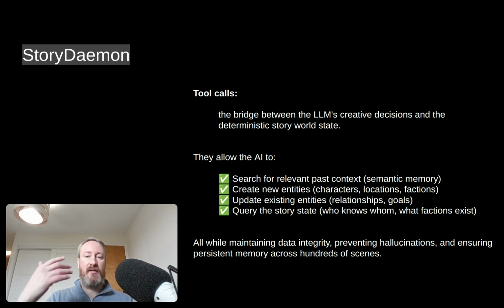So this is about trying to maintain data integrity while the story evolves, because the LLM has the ability to evolve the story as it decides. So it's emergent story writing, and this is to try and prevent hallucinations and to ensure that everything's persistent across what could be many, many scenes.